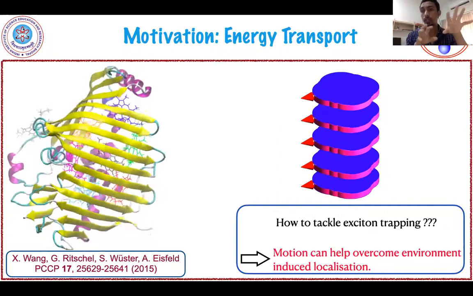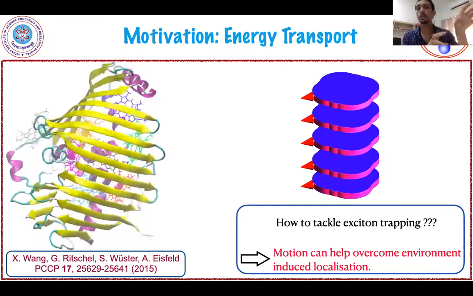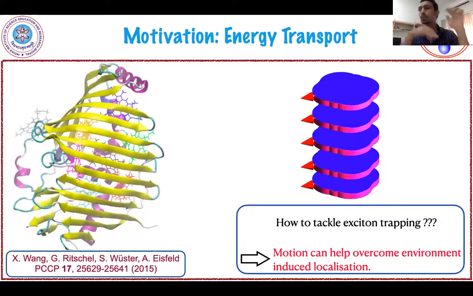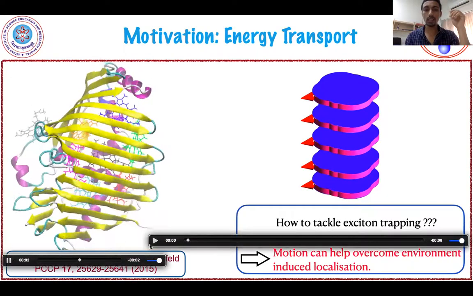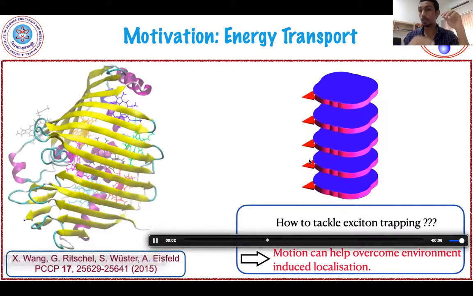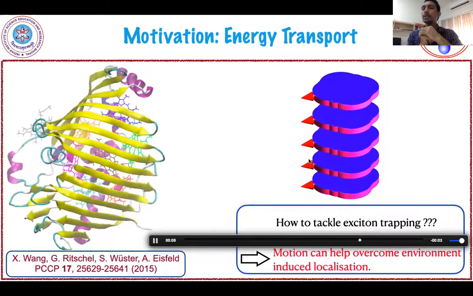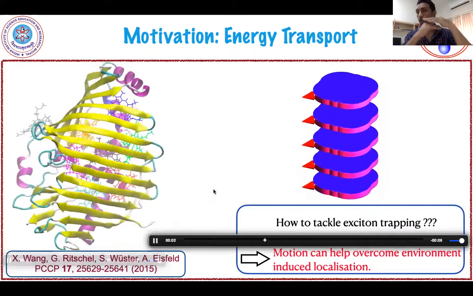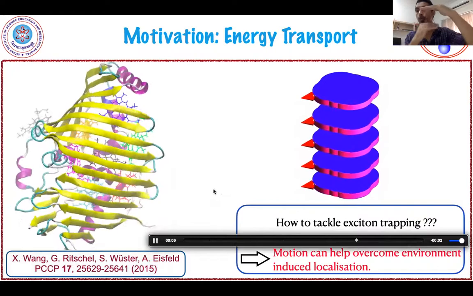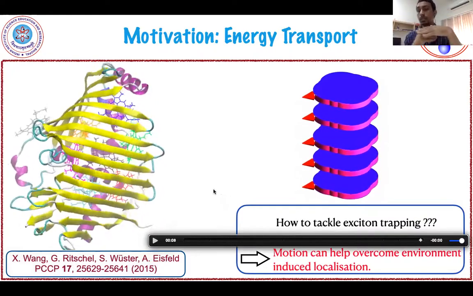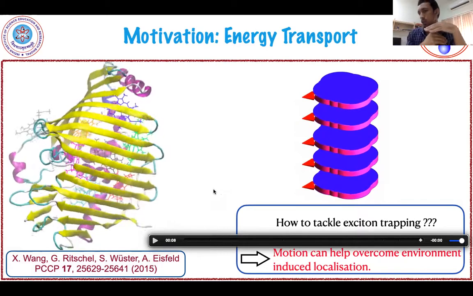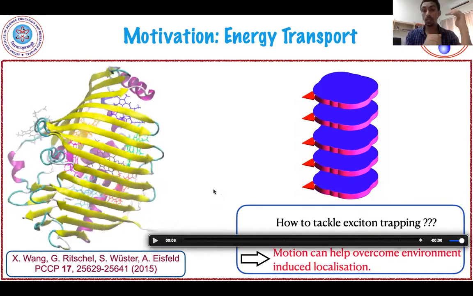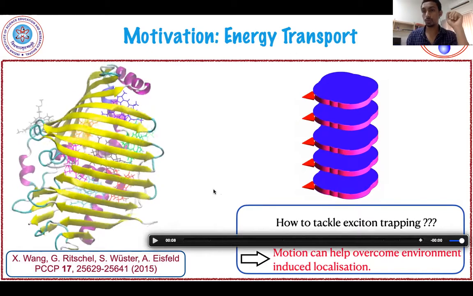In this direction, we are trying to study how to handle the problem of excitation localization. For that, we study the effect of motion of molecules on excitation transport. As you see in this movie, each blue disk is a molecule, and these red arrows are the direction of the transition dipole moment. You see the motion of molecules along the aggregation axis. We study how this motion is different from the static scenario, and whether this motion of molecules can help us in handling the exciton trapping problem.